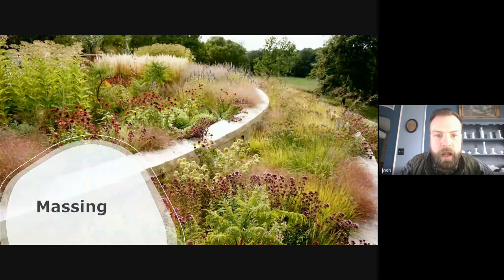So massing describes how we group plants together. Typically with perennials, for example, we mass them together with the same species. The effect of this is to concentrate color or texture in an area, balance another part of the planting, or simply to take up space.